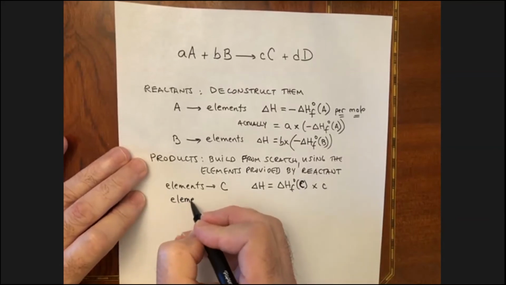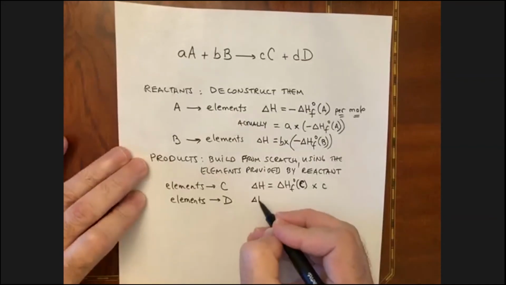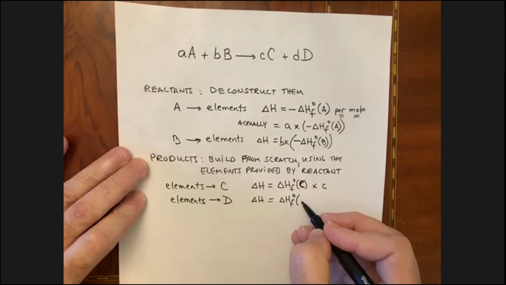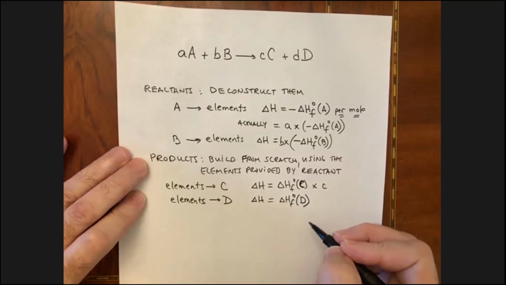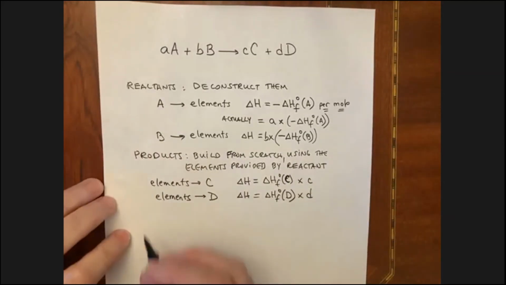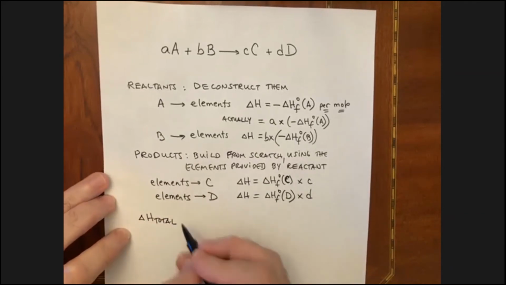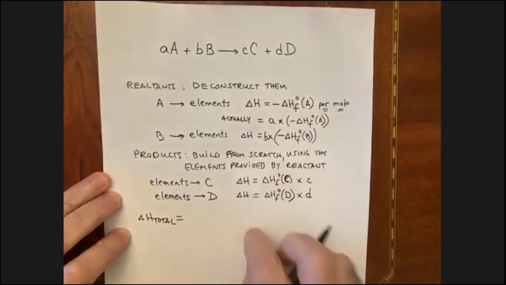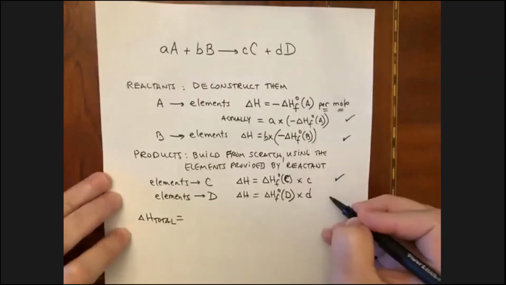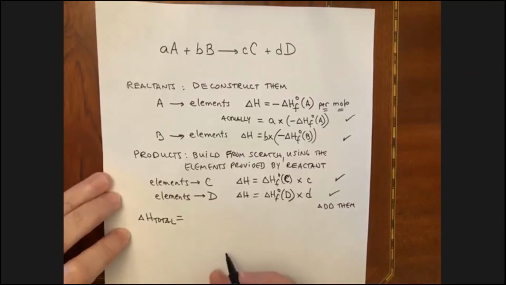And for D, we do the same thing. Elements forming D. So delta H of that would be whatever the heat of formation, the standard enthalpy of formation of compound capital D, times d moles. So what would be therefore the total energy change for this reaction? Well, we're going to add all of these, right? We're going to add that and that and that and that. We're going to add them. So what do we get?